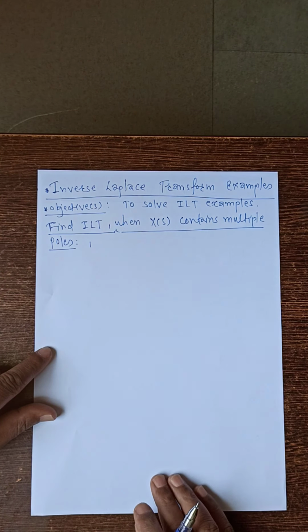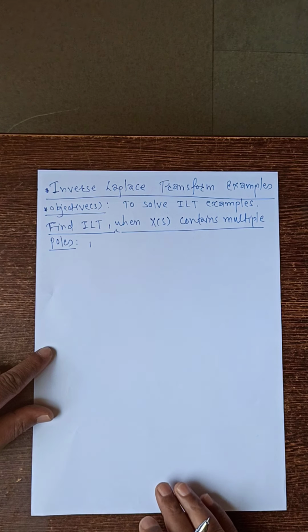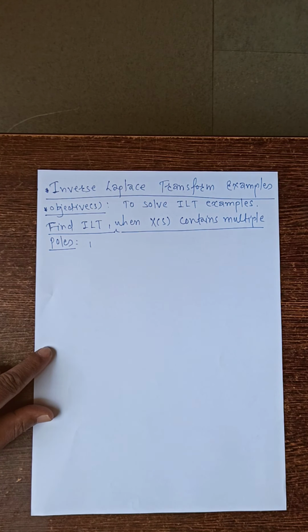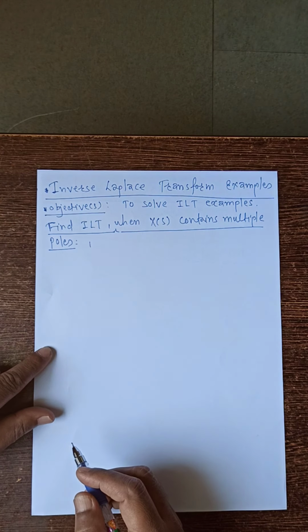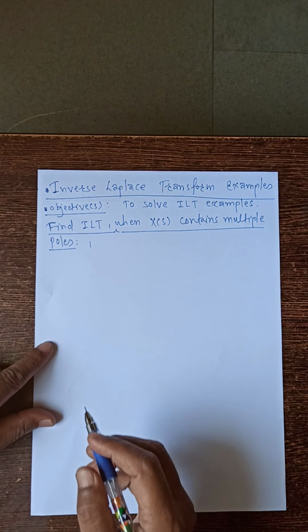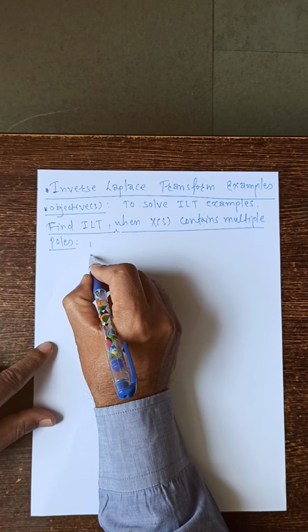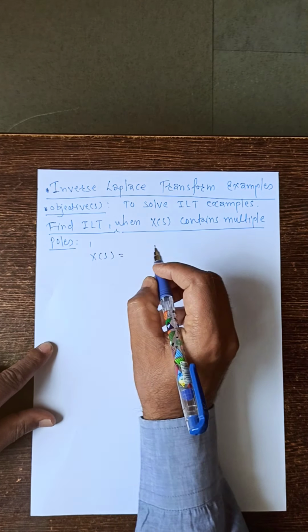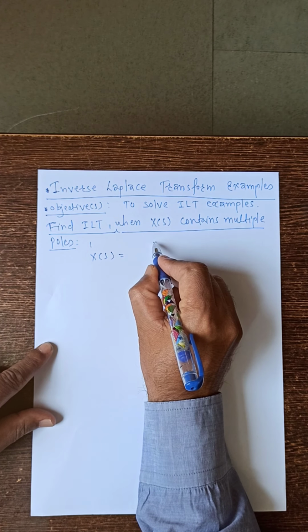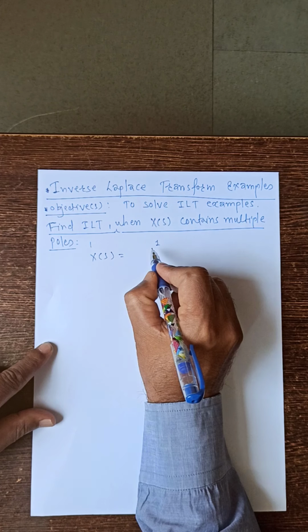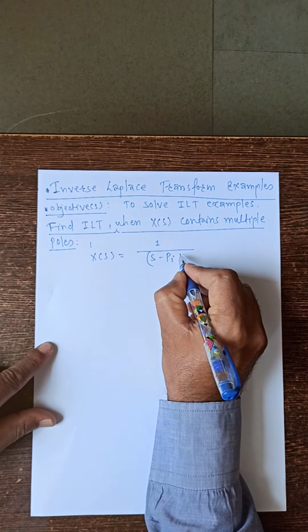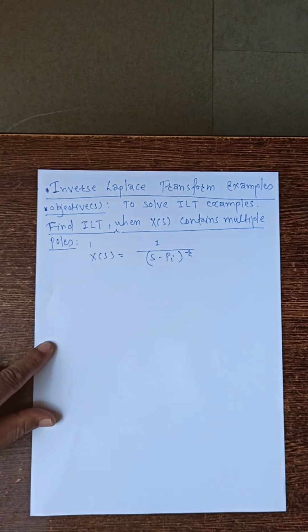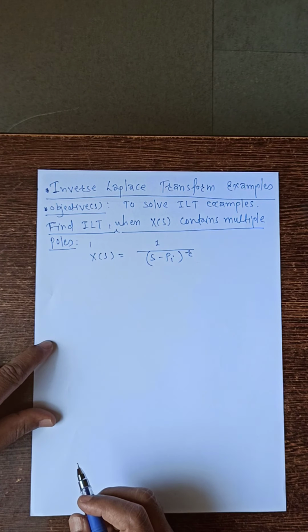In the previous session, we saw how to apply the inverse Laplace transform when X(s) contains distinct poles. Now we'll start with this session, when X(s) contains multiple poles. Let us consider that X(s) is represented by, for example, 1 divided by (s minus pi) raised to r. We'll just take this example.